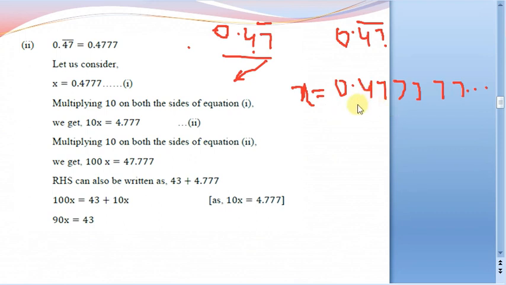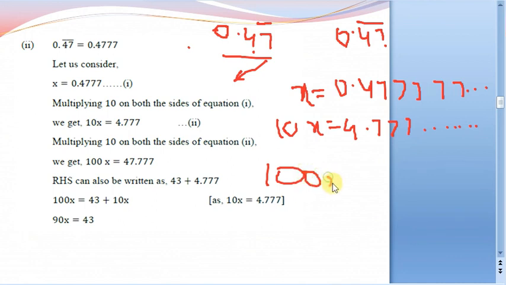How many digits do we need to move here? 1 digit. So multiply with 10. So 10x is equal to 4.777 and so on. This is the 10x value that you are going to get. Now again multiply with one more 10 on both sides. So it will be 100x, and this will be 47.777 and so on. Why am I doing so? To get the decimal part equal in both these cases. When I move one more place, it becomes 100x and it becomes 47.777 like this.